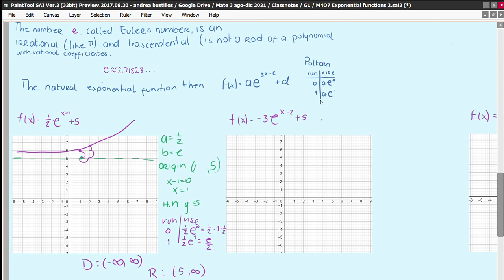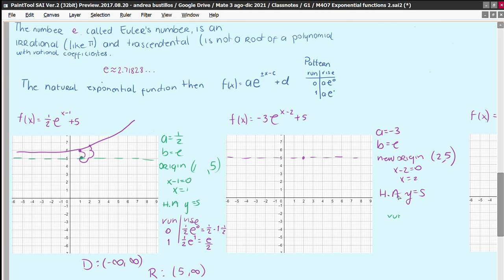Another example. This function has a leading coefficient of -3. Our base is e, and let's find our new origin. So the origin is determined by the isolation of the x variable in the argument, and then by the independent term in the y coordinate. So my new origin is going to be this, and we know the horizontal asymptote has to pass through that point. So the horizontal asymptote is y equals 5.